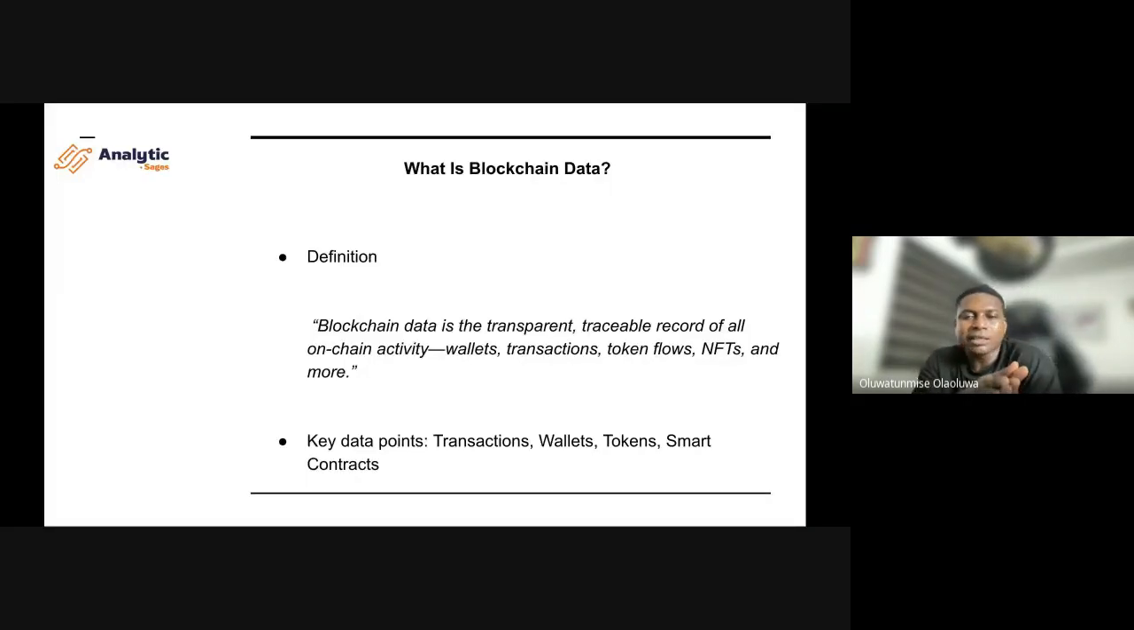Now, let's understand what is blockchain data. Blockchain data is the transparent, traceable record of all on-chain activity: wallets, transactions, token flows, NFTs, and many more. Now, what are the key data points? Transactions. Because you want to understand who is buying, who is selling, who is actively interacting with this ecosystem.